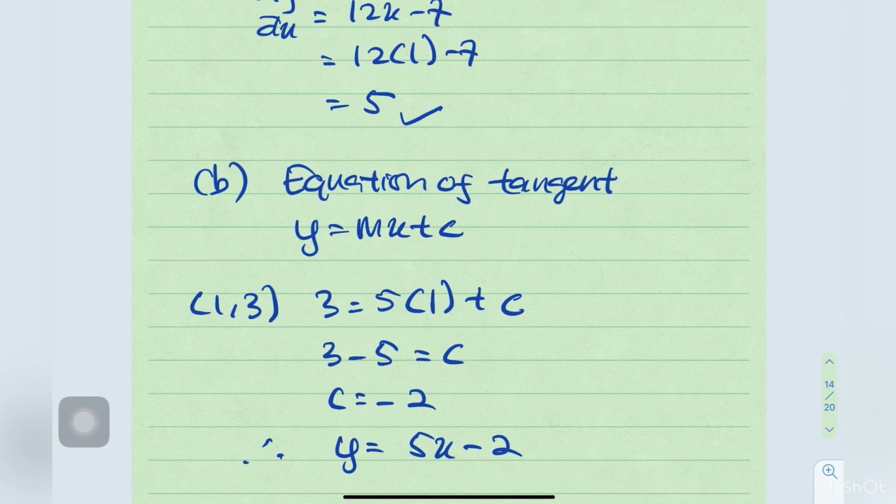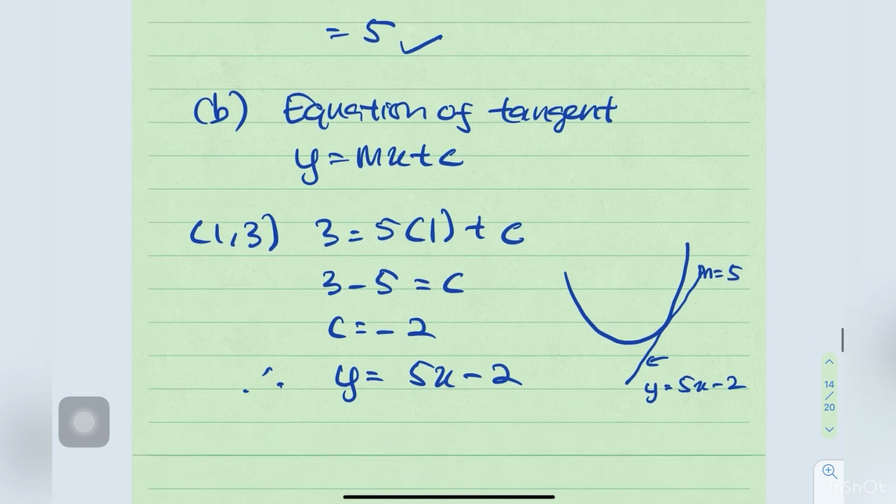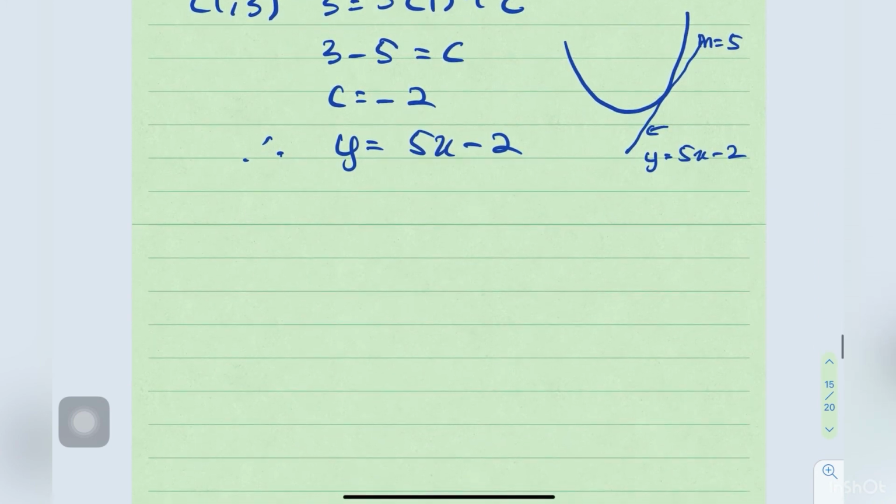Actually if we draw this situation like this, curve. This one tangent. So gradient of tangent is 5. So equation of tangent y equals to 5x minus 2. So the next one you have to find the equation of normal. Normal always 90 degree, like this at the same point. Normal always 90 degree. So normal straight line as well. So equation of normal y equals to mx plus c as well.